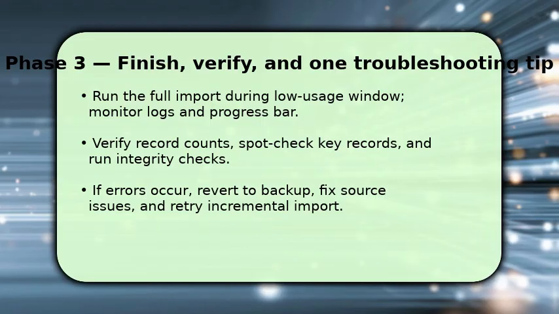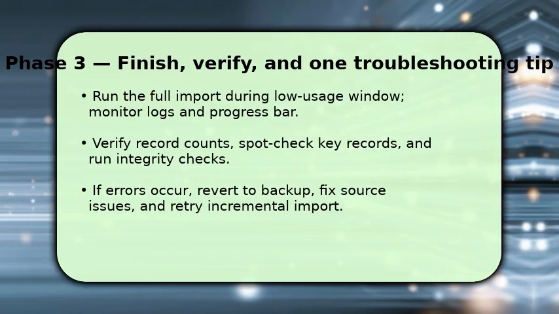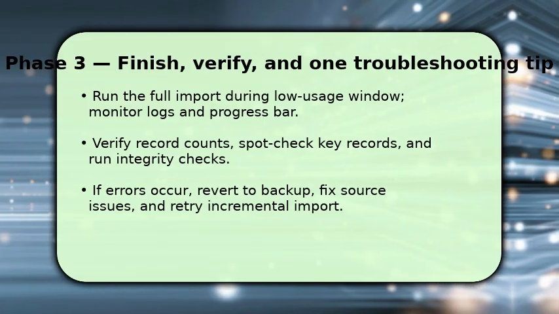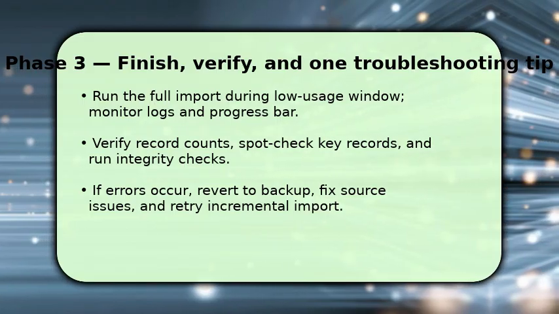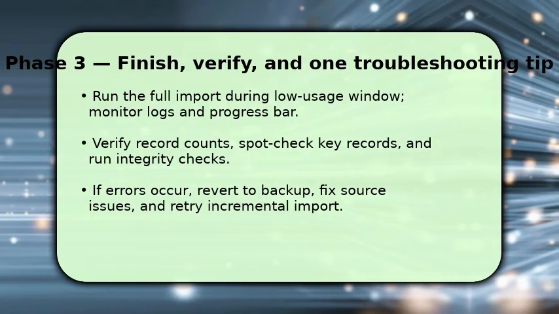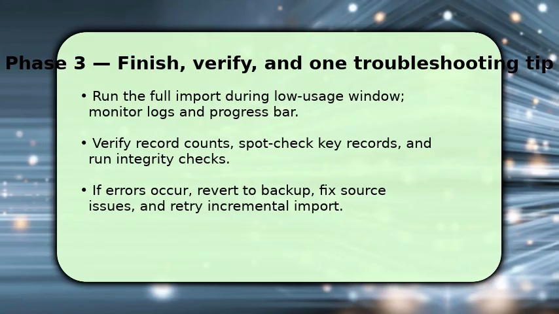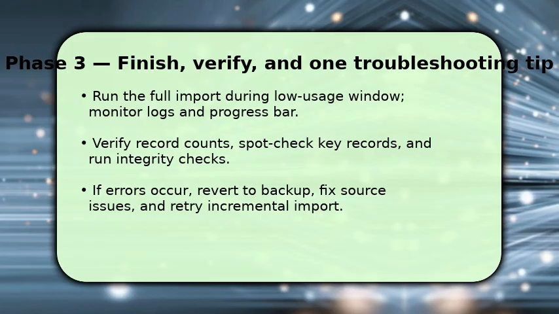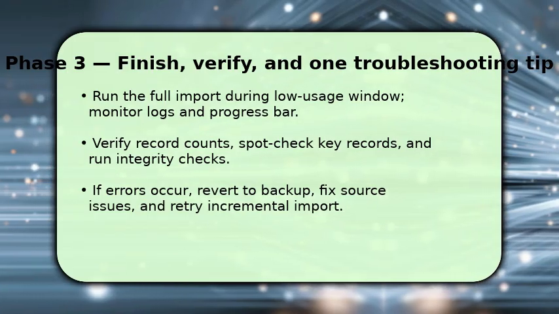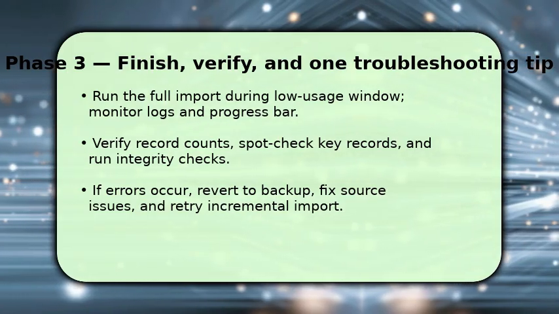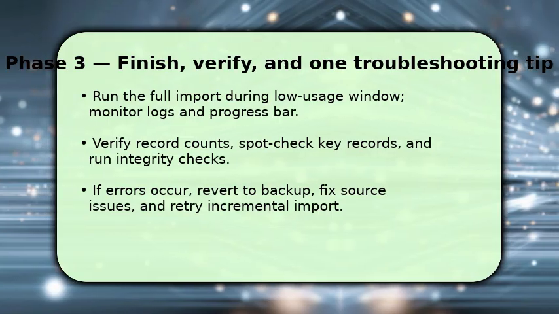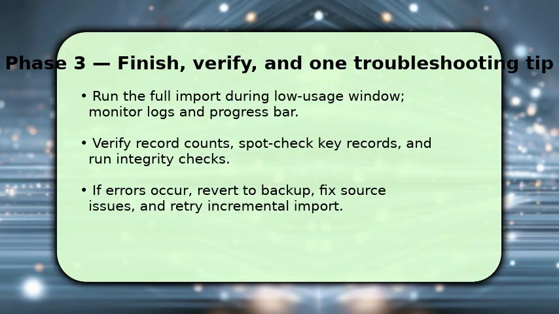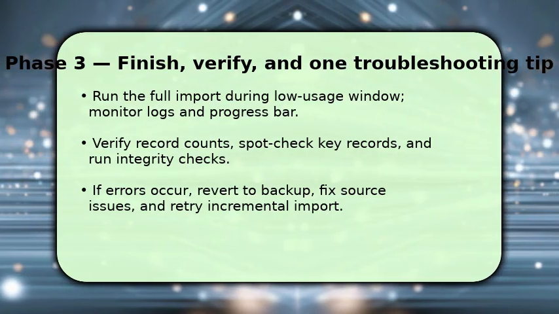Once complete, verify total record counts versus expected, spot check several key records, and run integrity or foreign key checks to confirm relationships. If you encounter blocking errors, stop immediately, revert to your backup, correct the source file or mapping, and perform an incremental re-import of only failed records. A key tip: check log error codes first. Most indicate exactly which row and field failed.